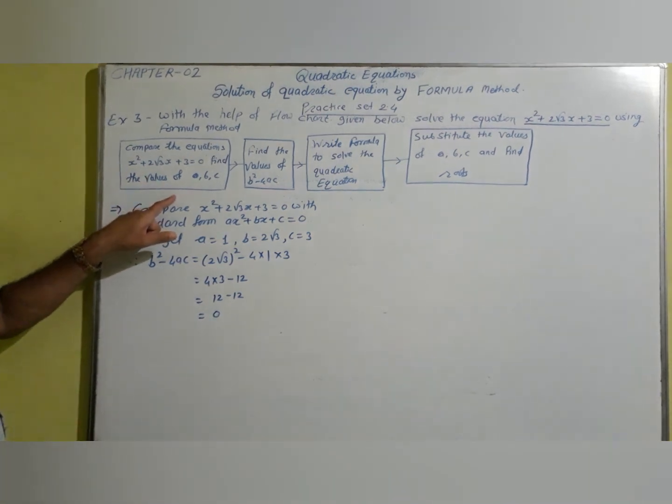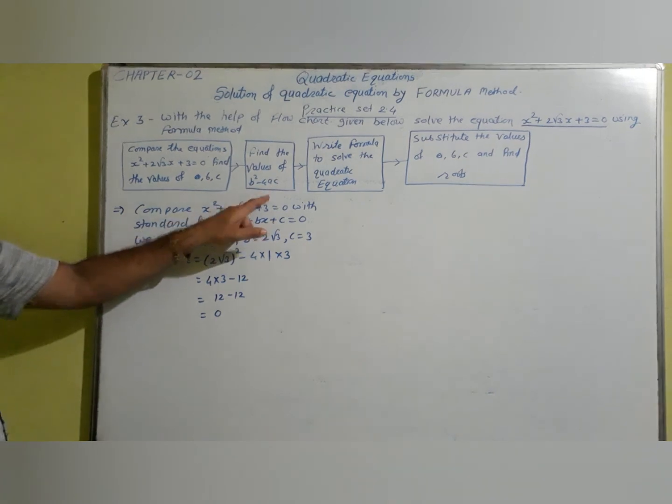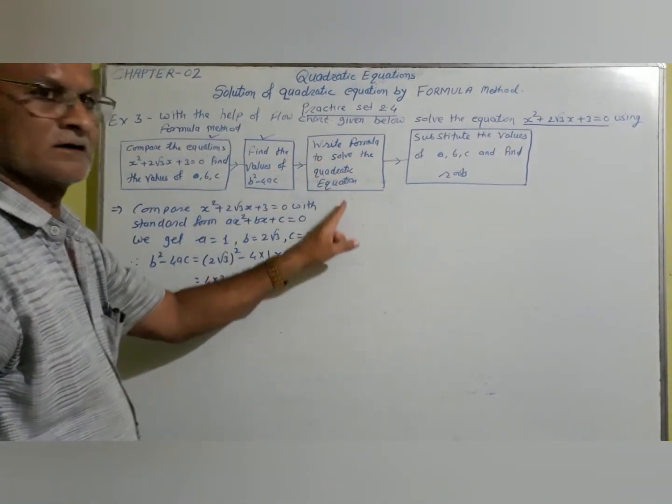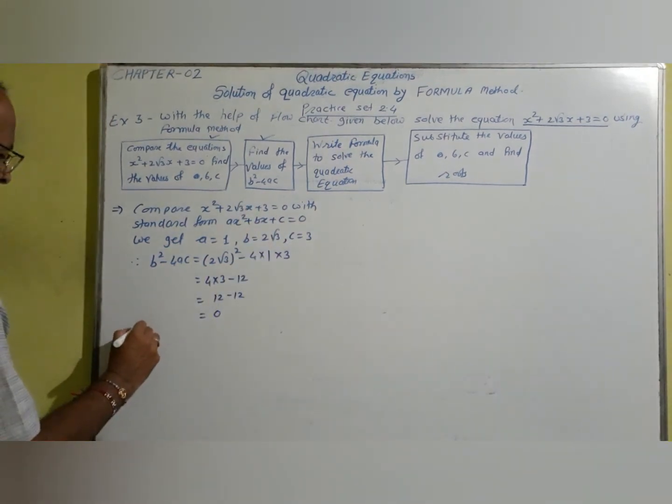This is the first activity. Find the value of b square minus 4ac. Now write the formula to solve the quadratic equation by using the formula.